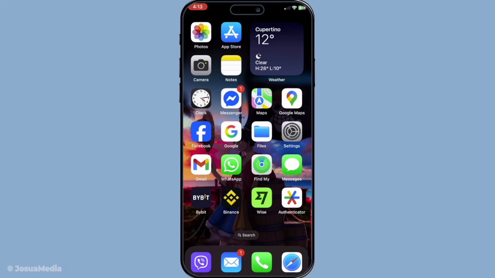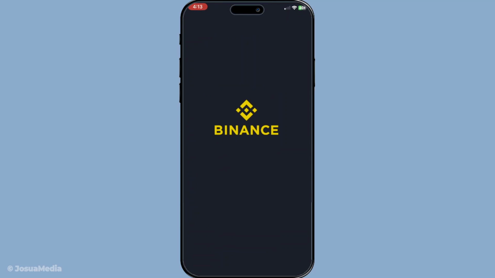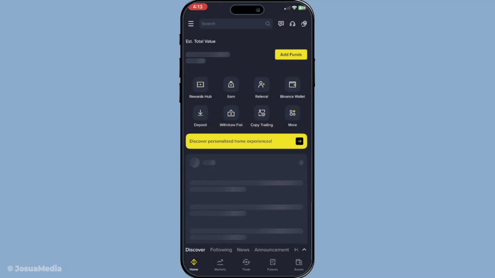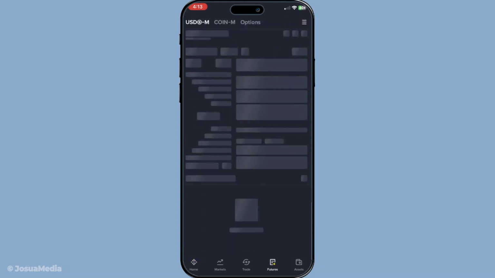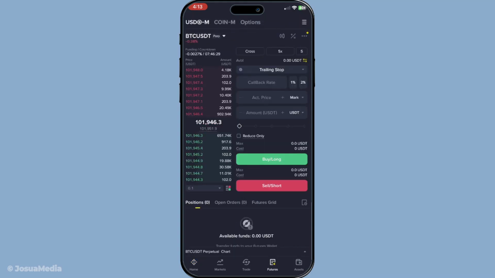To start, you'll want to open the Binance app on your device. Once you've successfully logged in, direct your attention to the Futures section. This is where all the magic happens and where we can harness the power of the calculator to make informed trading decisions. Now locate the calculator icon, typically found near the top right corner of your screen. It's a small yet powerful tool that can provide you with the insights needed for your trading strategy.